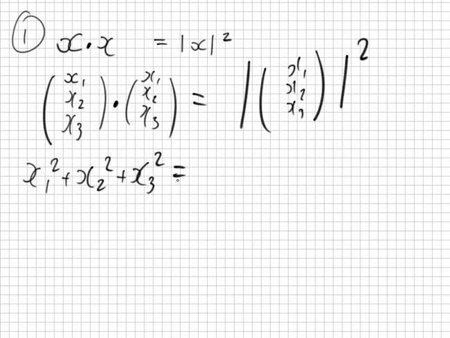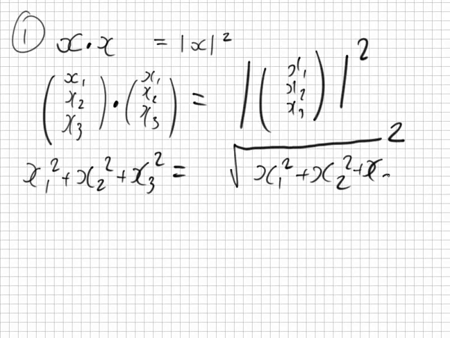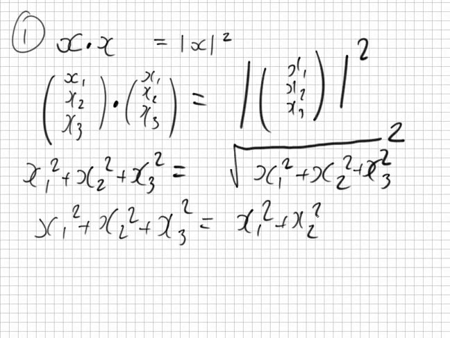And then on the right you get the square root, squared, of x1 squared plus x2 squared plus x3 squared. So here you get x1 squared plus x2 squared plus x3 squared equals x1 squared plus x2 squared plus x3 squared. So you can see that the result here tells us that what we started with is true. In fact, x dot x does equal the magnitude of x squared.